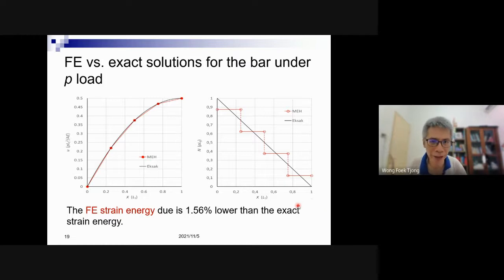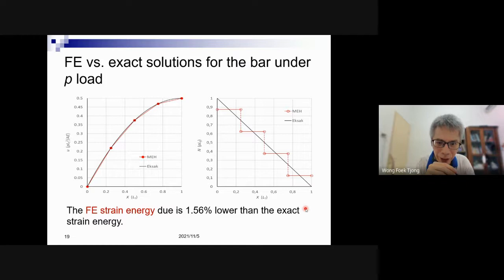How about the strain energy? We can also compare the exact strain energy. We can compute U, the exact strain energy, using the formula that is the integral of 1/2 stress times strain, because there is no temperature change. We can compute using integrals, okay? But we can also compute using finite element. That's finite element strain energy.